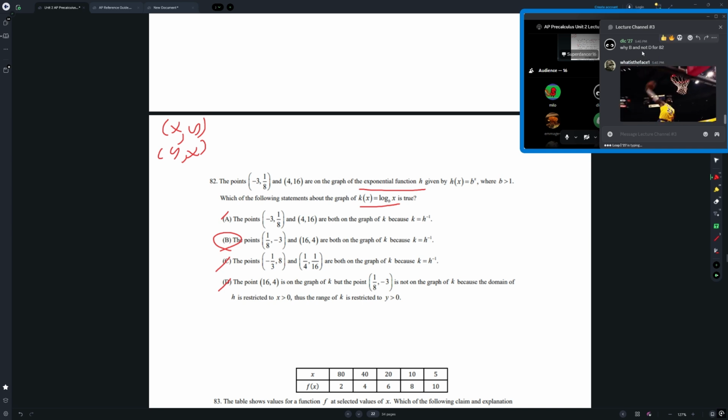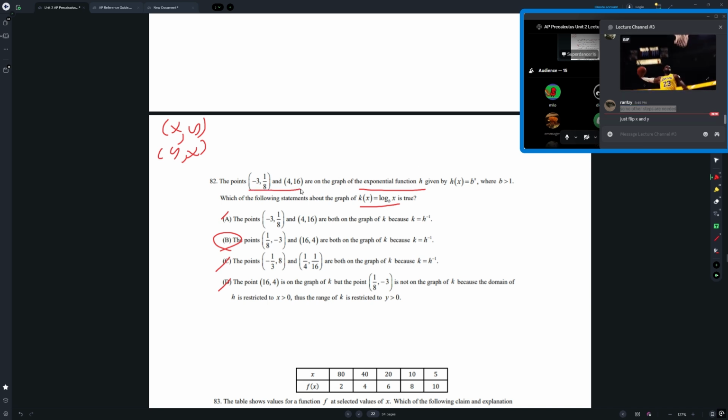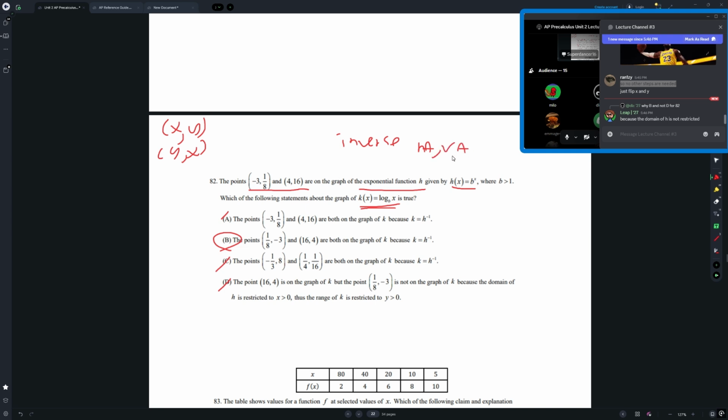Why is it B, not D? Pretty much that's it for this. Just flip x and y. That's the easiest way for an inverse. Just flip x and y. And because we flipped it, we keep in mind the horizontal and vertical asymptotes. We don't have to restrict it like this. And the range is not restricted. It's x for this, not y.